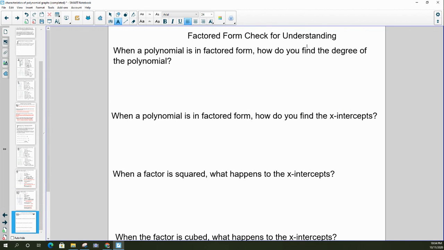Okay, when a polynomial is in factor form, how do you find the degree of the polynomial, right? You add up the exponents on each factor, right? Or you multiply it all out, which is still good, but just takes a lot of work, especially when there's lots of factors. When a polynomial is in factored form, how do you find the x-intercepts? Okay, we find what makes each factor 0.